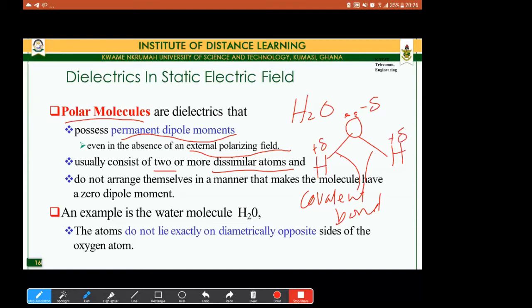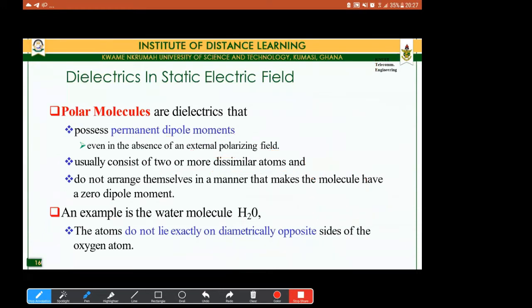And this negative and positive forms a permanent what? Dipole moment. So molecules like water, they have what? Permanent dipole moments, even in the absence of an external electric field. And this is the case because the atoms do not lie diametrically opposite each other. If water had a structure like this, HOH, this situation would not have arisen. But because of this kind of arrangement for water, it gives rise to the situation that we have just described.